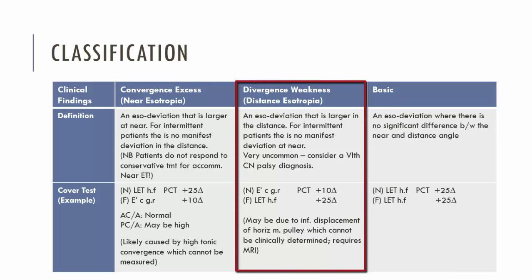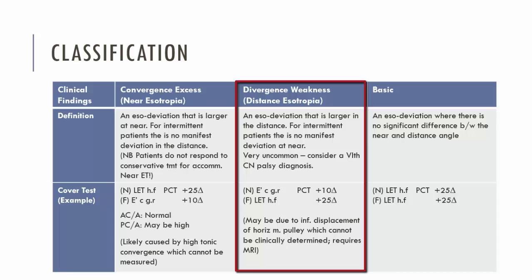Now, divergence weakness esotropias are not very common. They're actually very rare. And when you see a divergence weakness pattern, you should actually suspect a sixth nerve palsy. A sixth nerve palsy means that there is a deficit of the innervation to the lateral rectus. And because the lateral rectus is utilised in the distance, when the patient looks into the distance, their esotropia will get larger at that distance.